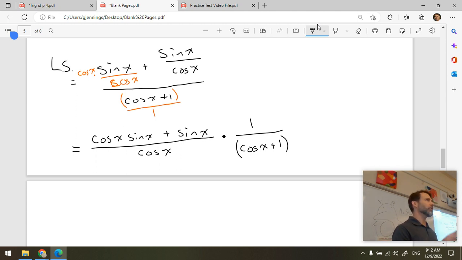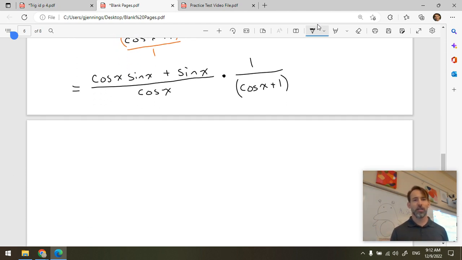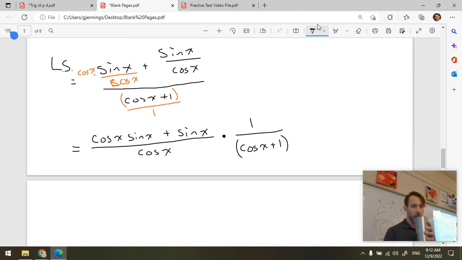Now, let's do a little bit of unnecessary work to show you how to then undo that little bit of unnecessary work. Okay? What's your question? Oh, yeah? Where did you get the 1 over cosine? So this is the denominator. To turn that fraction division question into a multiplication question that's easier to work on, I flip it and multiply.